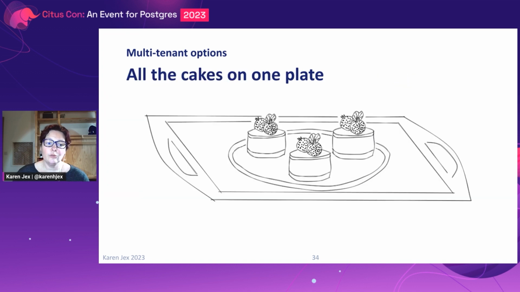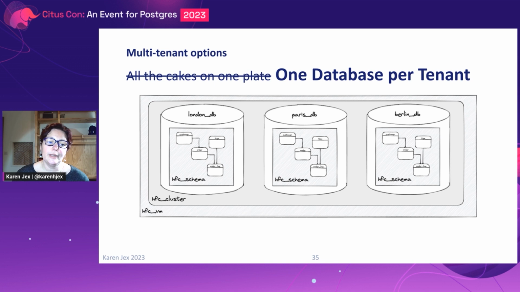You could again have one tray, but this time have all of the cakes on a single plate. And I'm using that to represent one database per tenant. So we've again got a single server, but this time we're just creating one Postgres cluster, HFC cluster. And this time we're creating a database for London, a database for Paris, and a database for Berlin, each of which will contain their own schema.